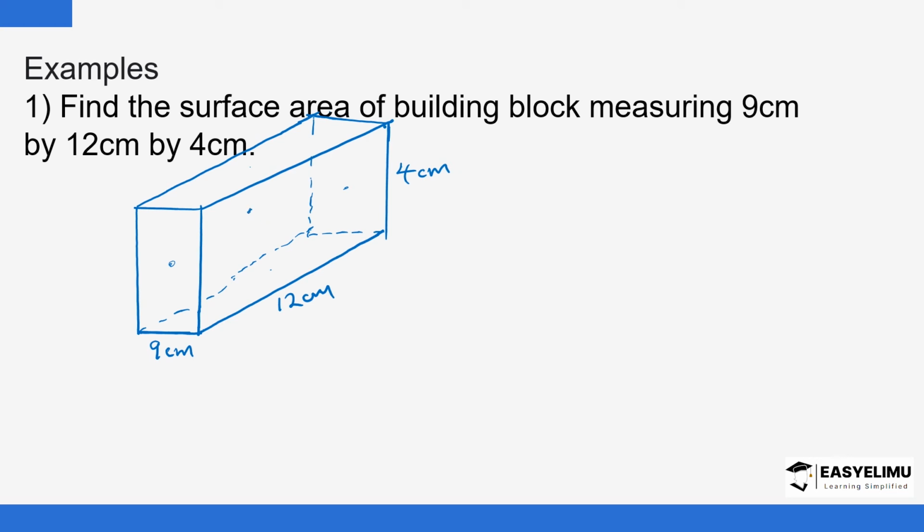So what you will do is identify 3 pairs of similar faces. Like this face here has a similar face on the opposite side that is the same. So I can call this area A, and then you will multiply this area A by 2 to give you the sum of the two faces, that is this one here and the other one on the opposite side. We also have this face here, maybe I can call it B. There is another one on the opposite side that is of the same dimension.